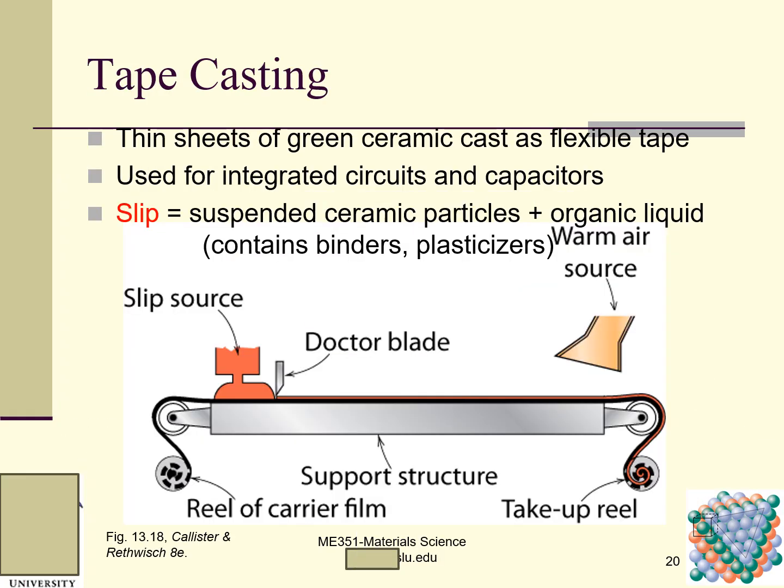So tape casting, the tape casting here. Thin sheets of green ceramic cast as flexible tape are used for integrated circuits and capacitors. And slip is the suspended ceramic particles plus organic liquid. For example, it contains binders and plasticizers. So this is slip.